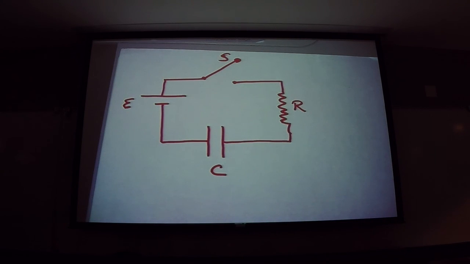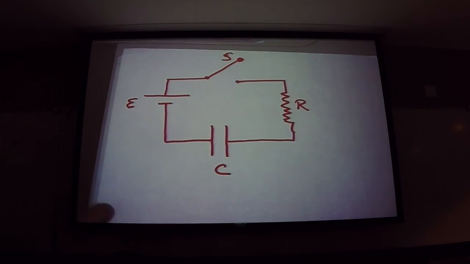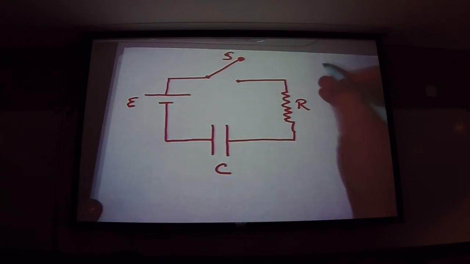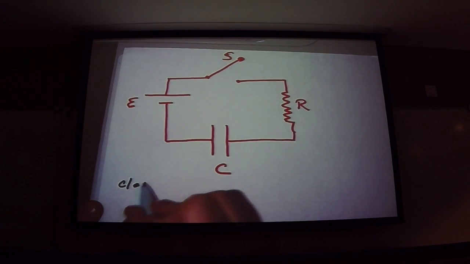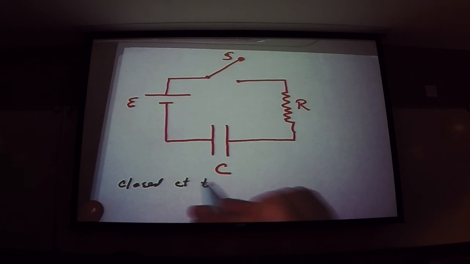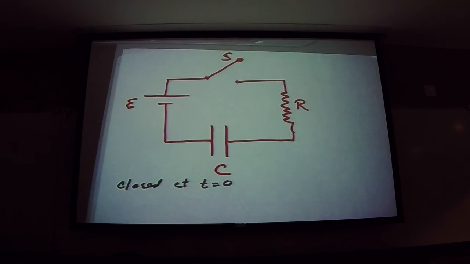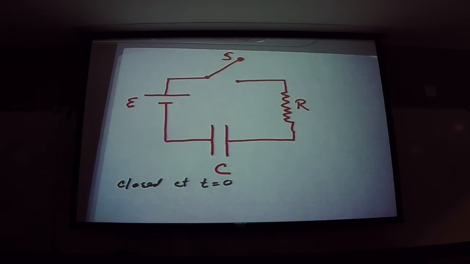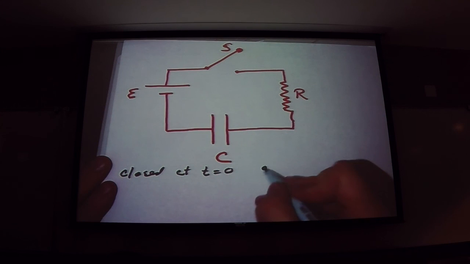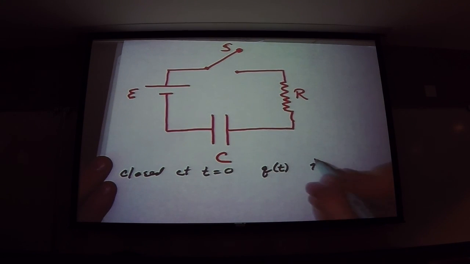All right. What we want to do is form an equation to deal with this. So the capacitor is initially uncharged, and we throw the switch. The switch is closed at t = 0. And we want to find out what the charge and the current in this circuit are as functions of time. So we want charge as a function of time and current as a function of time.